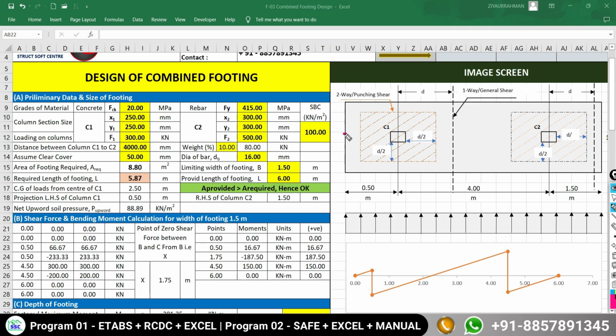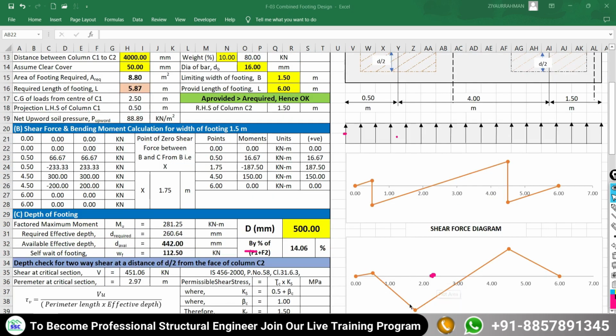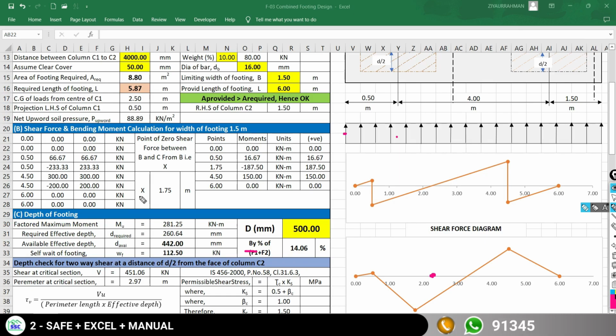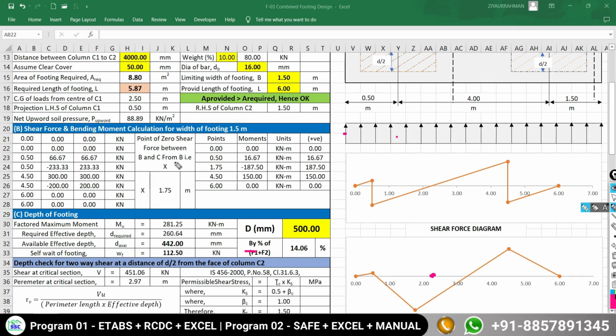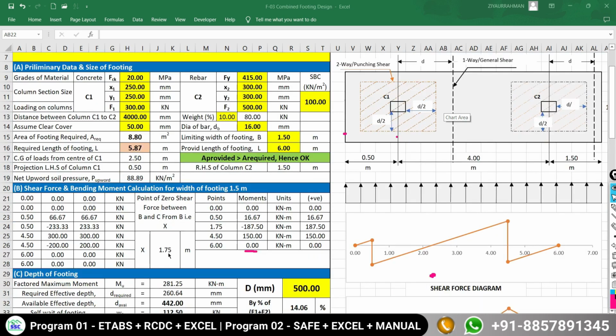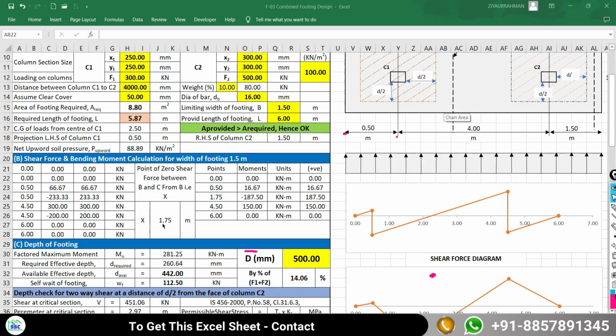So at the edge of the footing, we are getting the bending moment as 0. Under the column C1, we are getting the bending moment as 16.67 kilonewton meter, and in between C1 and C2 we are getting the zero shear force point, and wherever you get the zero shear force point, at that respective point you will get the maximum bending moment. That is what is calculated by the sheet. The point of zero shear force is at a distance of x from the center of the C1 column. The point of zero shear force is what?